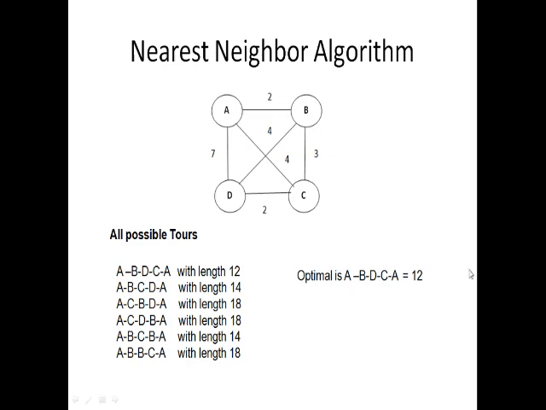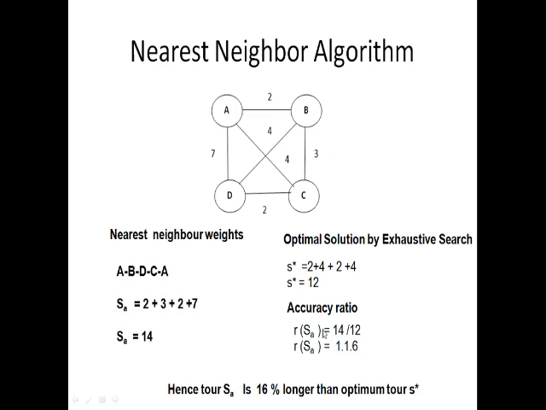Now the nearest neighbor weights are going to be calculated. We have selected the optimal A, B, D, C, A with the length of 12. In the nearest neighbor calculation, A to B is 2, B to C is 3, C to D is 2 and D to A is 7. There is no concept of an optimal solution here. The exhaustive searching mechanism is not used. The nearest neighbor is considered and that is taken.